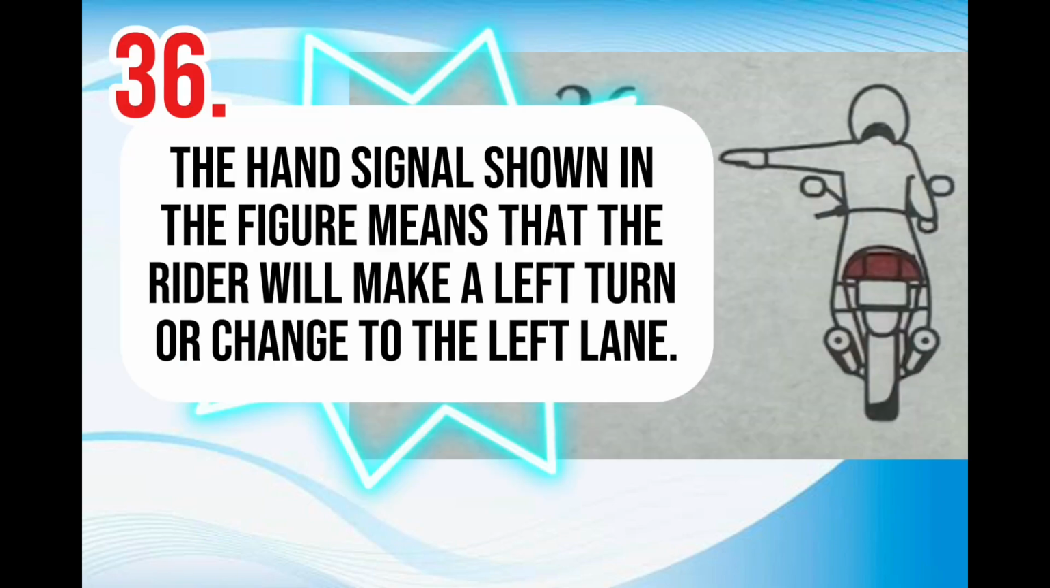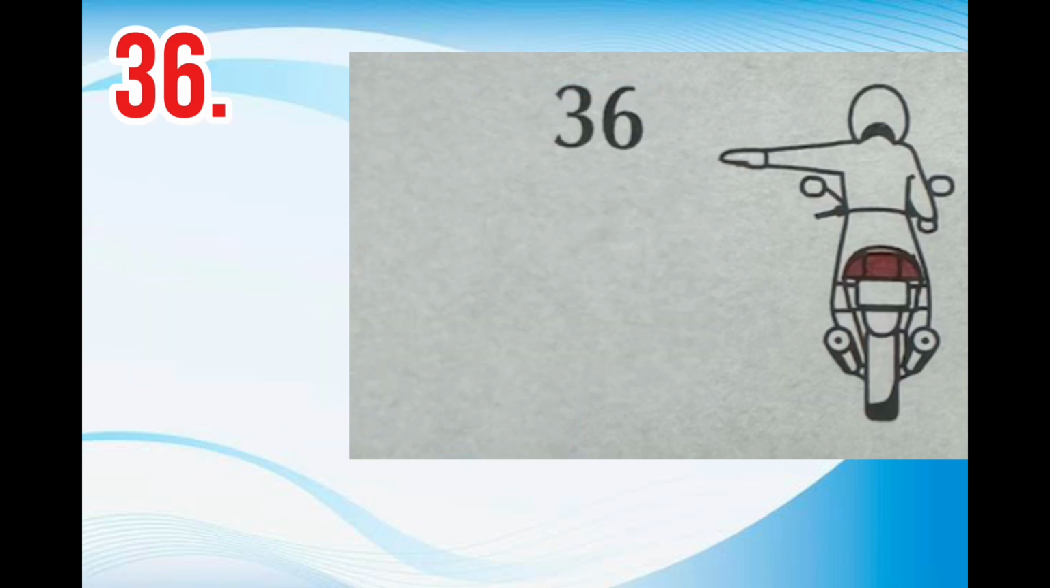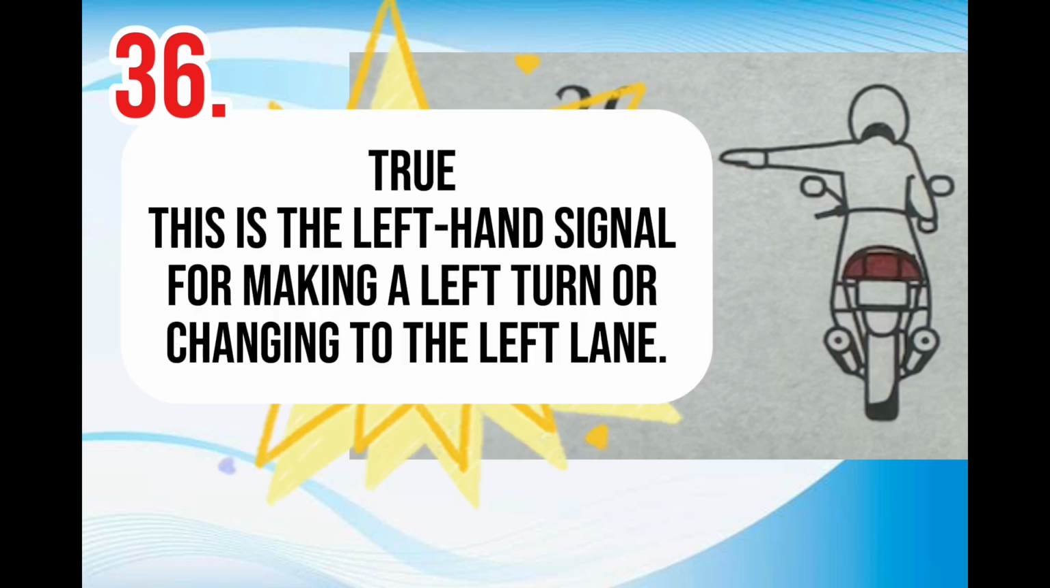The hand signal shown in the figure means that the rider will make a left turn or change to the left lane. True, this is a left-hand signal for making a left turn or changing to the left lane.